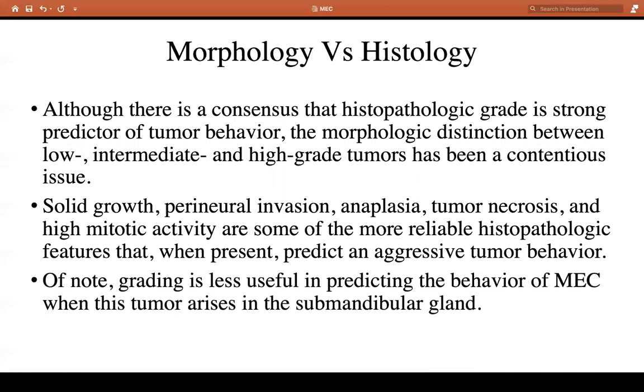In the histological picture, some things are very important to note: the presence of mitotic activity, anaplasia, perineural invasion, solid growth, necrosis. So this will make the tumor high grade. Etiology is still unknown. Therapeutic radiations.